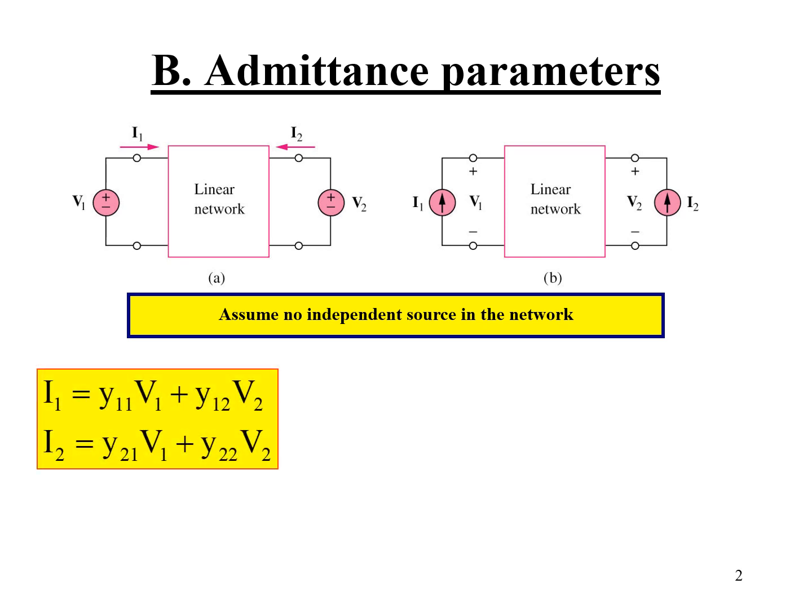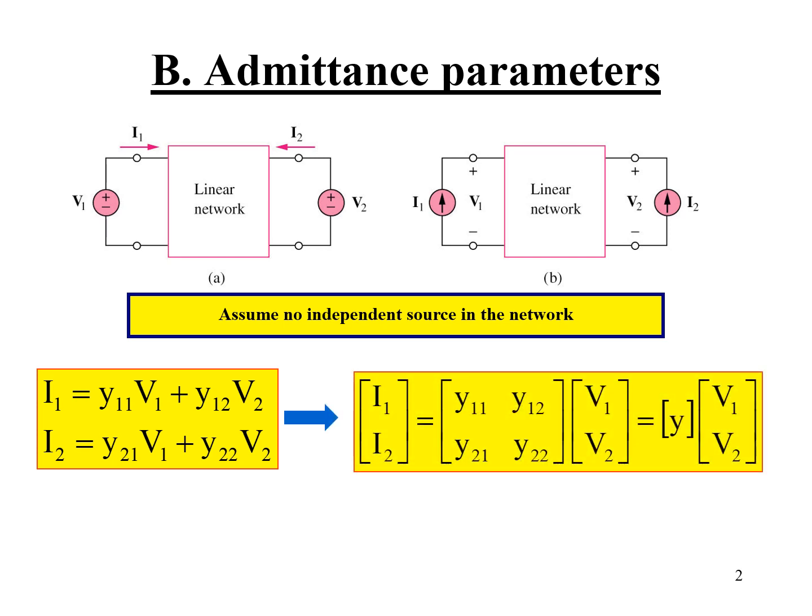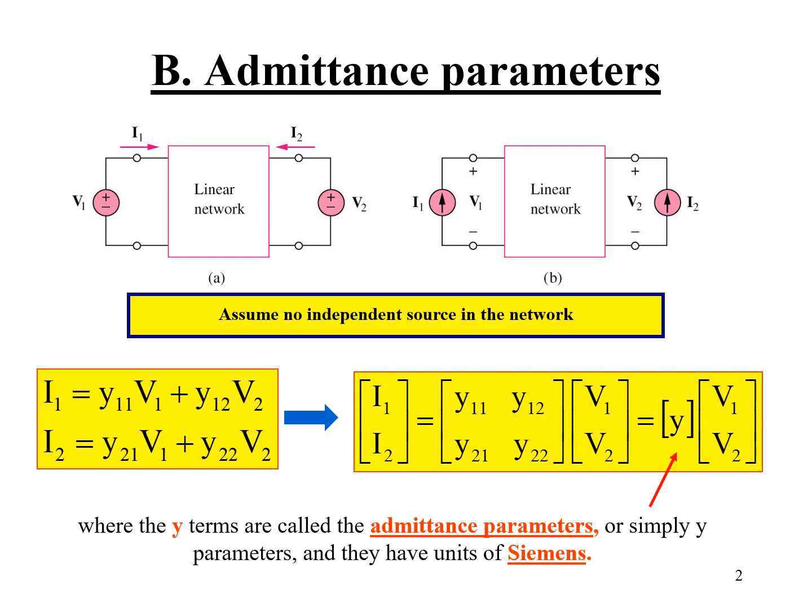And we can say that the equation that relates current and voltage through Y11, Y12, Y21 and Y22 is shown, and we are using the current sources. Thus, if we collect the Y terms together, I1, I2 equals Y multiplied with V1, V2, and these Y terms are called admittance parameters or simply Y parameters, and they have units of Siemens.